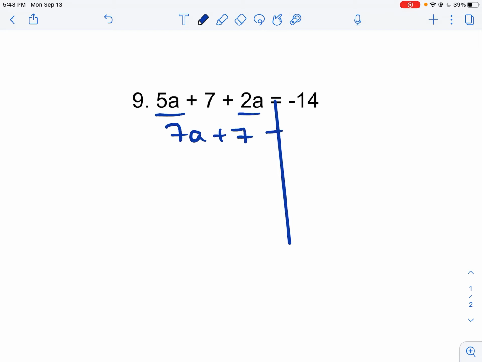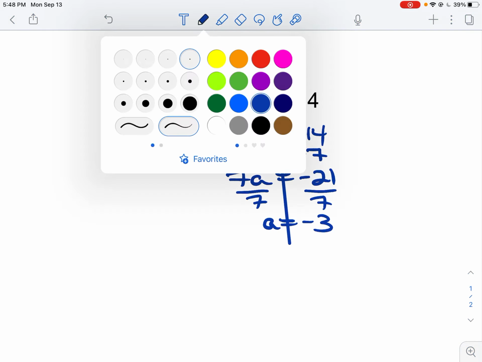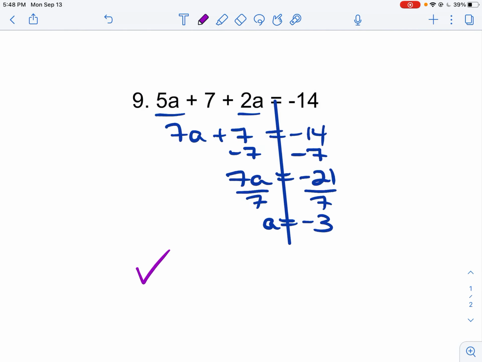Okay, combine like terms on the same side of the equal sign. 7a plus 7 equals negative 14. I subtract the 7 to the other side. 7a equals negative 21. I need to divide both sides by 7, and I get a equals negative 3.